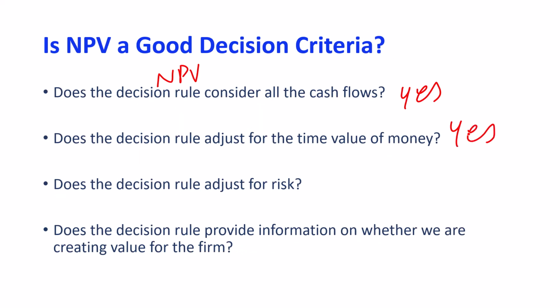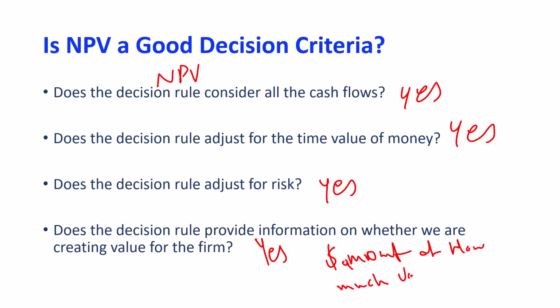Does it adjust for risk? The answer is again yes, because you're using the firm's discount rate here, and you're finding their present values. And finally, does the decision rule provide information on whether we are creating value for the firm? The answer again is yes, because it gives you a direct measure, or a dollar amount, of how much value you're adding.